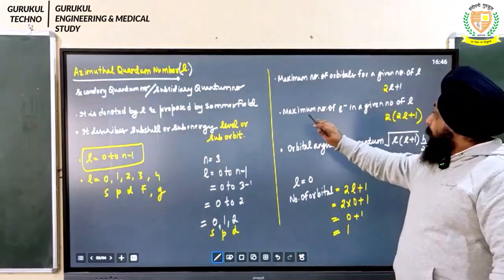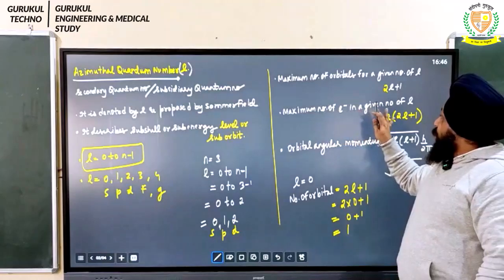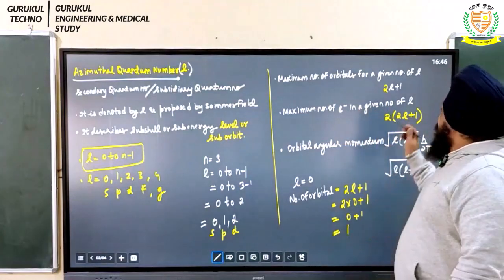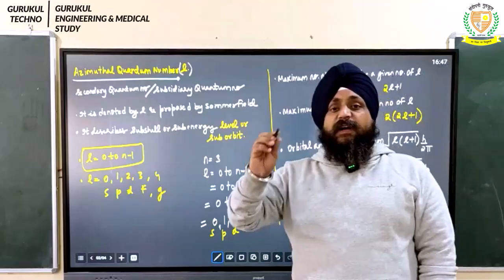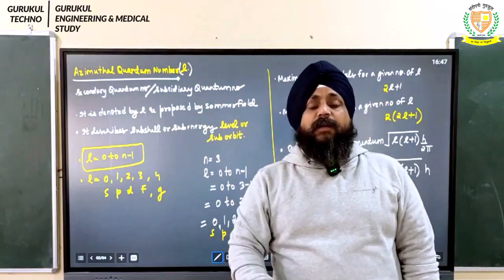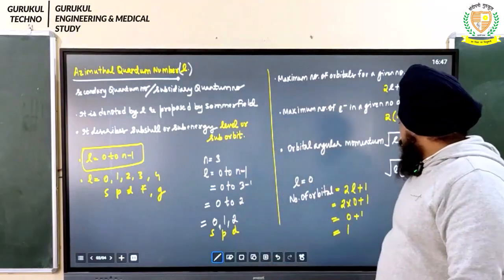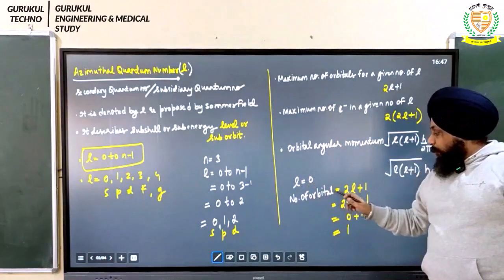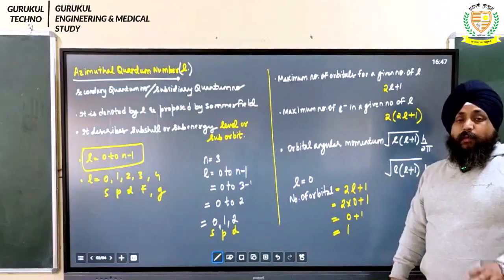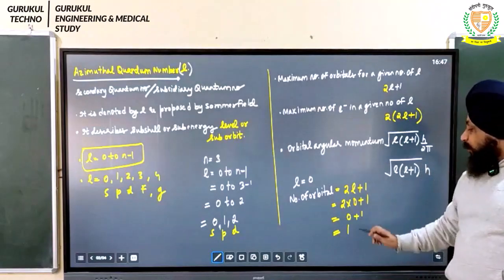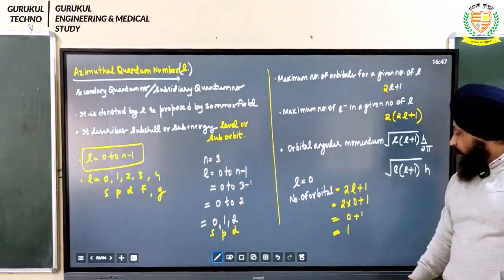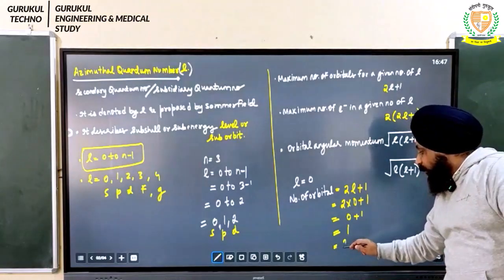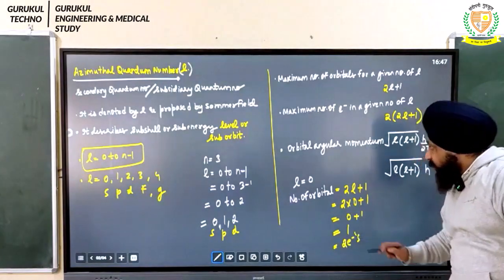So students, for the maximum number of electrons in a given value of l, whatever 2l plus 1 you have got, you multiply it by 2. If l is 0, the number of orbitals will be 1. What number of electrons will it contain? It will contain 2 into 1, so it will have 2 electrons.